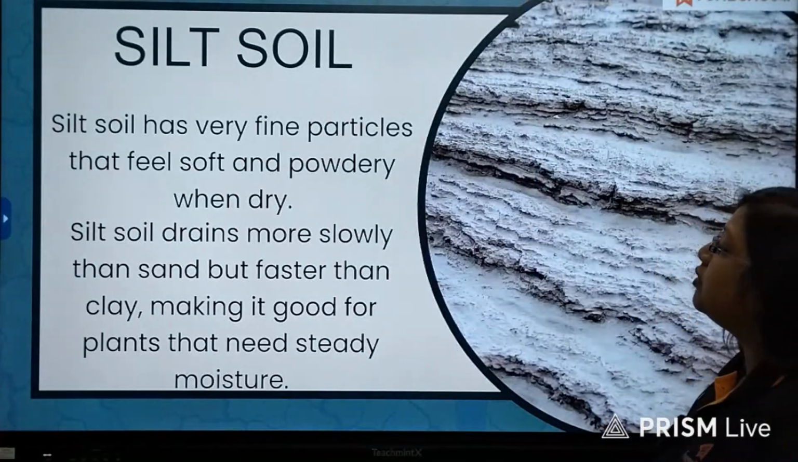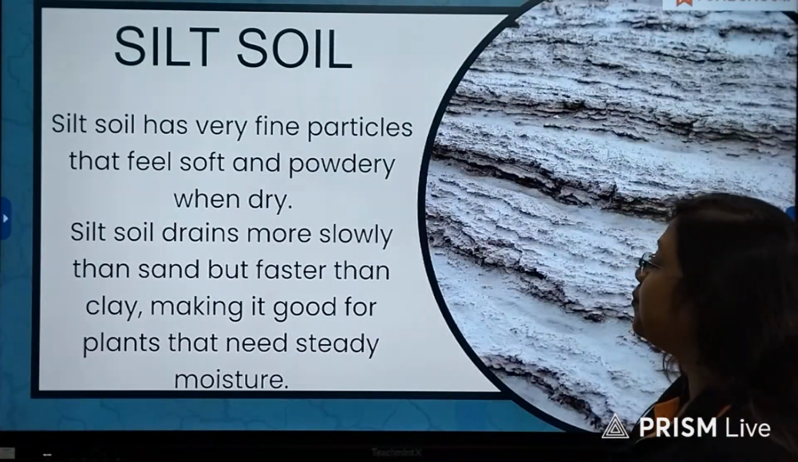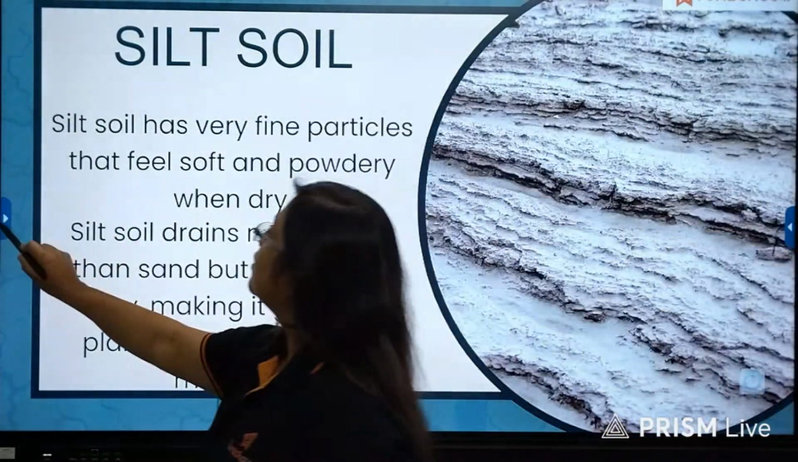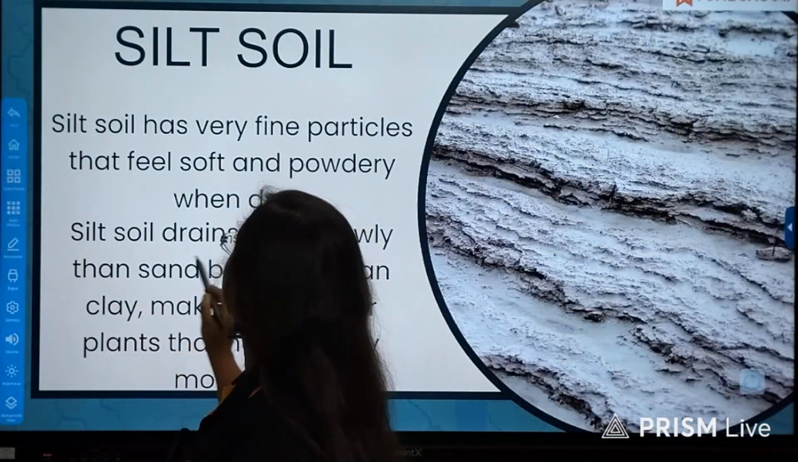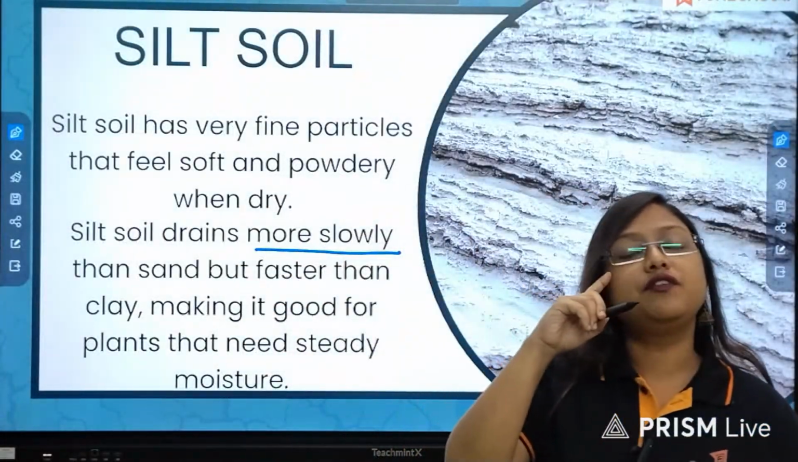And the silt soil drains more slowly than the sand but faster than the clay. Here is a thing, that silt soil drains more slowly. That means sand is actually drying out very fast, right?